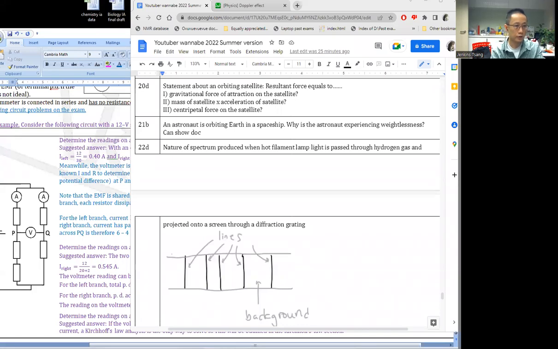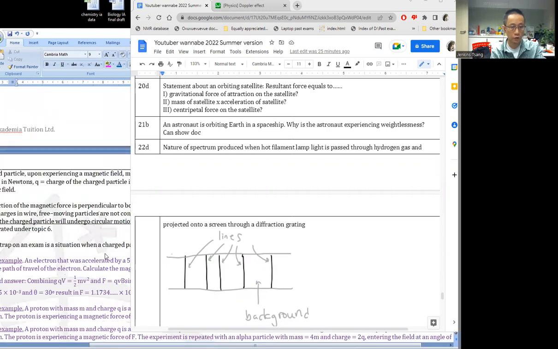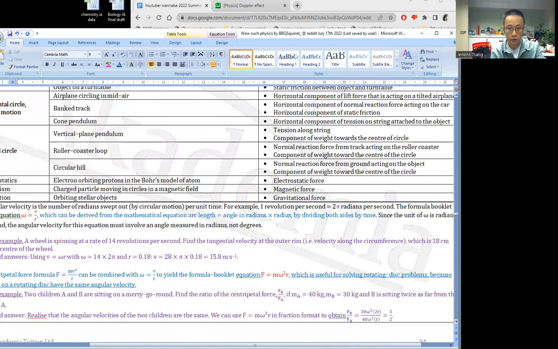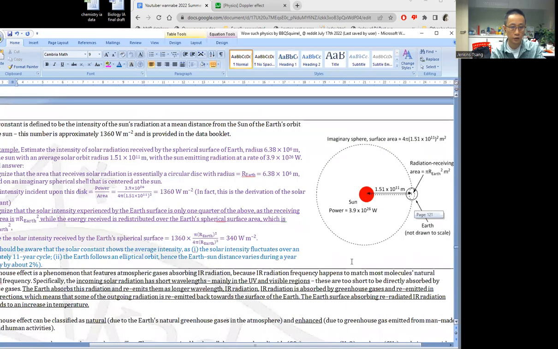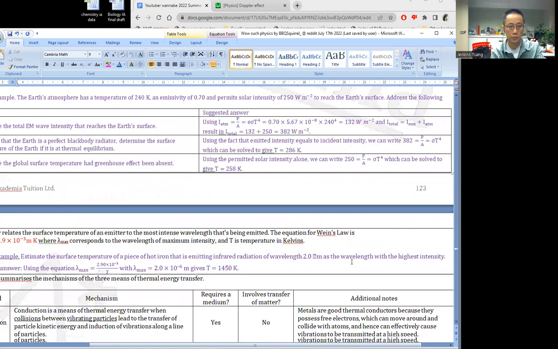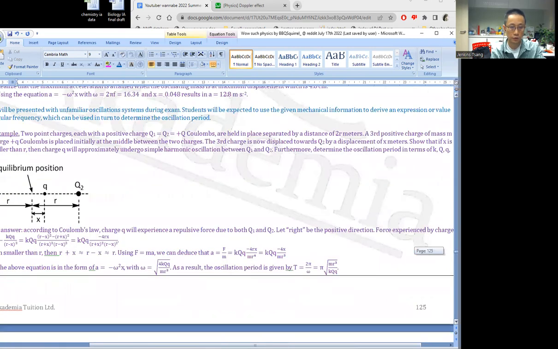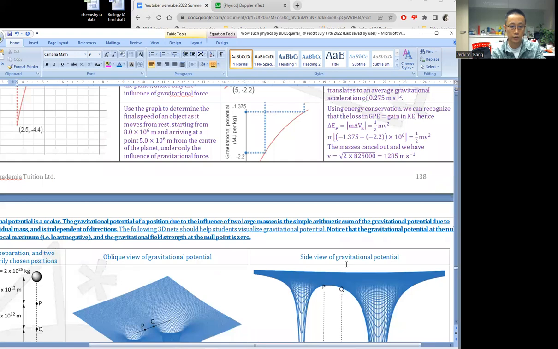Moving on, question 1. An astronaut is orbiting Earth in a spaceship. Why does the astronaut experience weightlessness? First of all, weightlessness does not mean that the person or the object experiences 0 gravitational force. Rather, weightlessness is actually just a sensation. The reason that the person will not be able to feel their own weight is because the person is experiencing the same acceleration as gravitational acceleration.